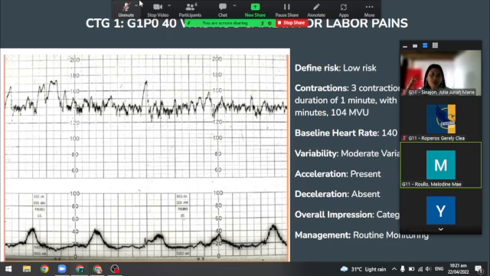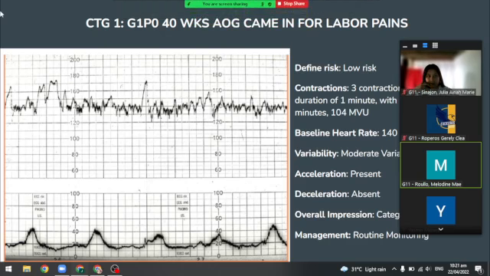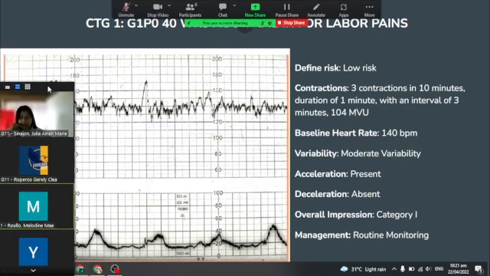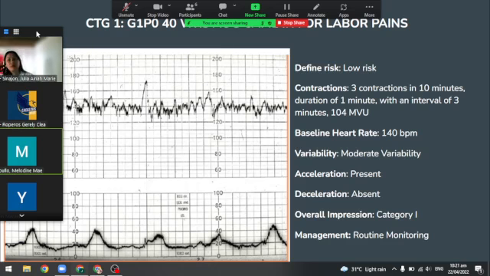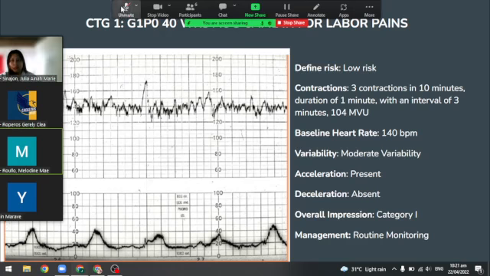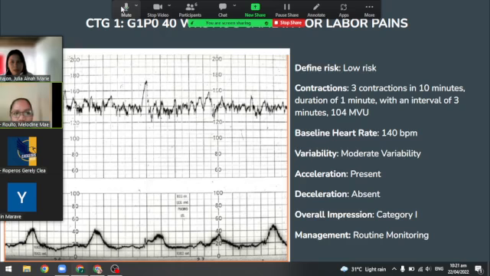For the contractions, 3 contractions in 10 minutes, duration of 1 minute with an interval of 3 minutes and MVU of 104. The baseline heart rate is 140 beats per minute. For the variability, it is a moderate variability, the acceleration is present, and the deceleration is absent. So the overall impression is category 1, and for its management, it would be routine monitoring.